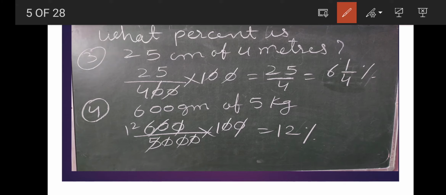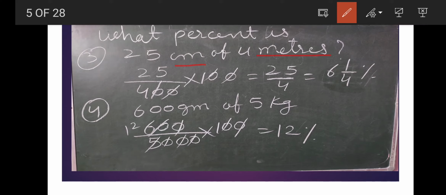Next is: what percent is 25 centimeter of 4 meter? Again centimeter is here and meter is here. You will make the unit the same. 1 meter is equal to 100 centimeter, so 4 meter is equal to 400 centimeter. So 25 by 400 into 100. When you do the calculation, you get 25 by 4, which is equal to 6 1 by 4%.